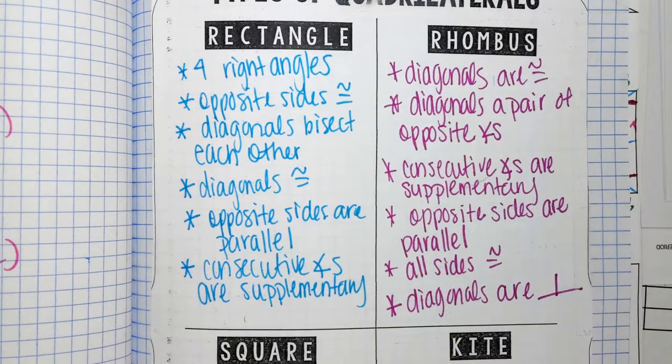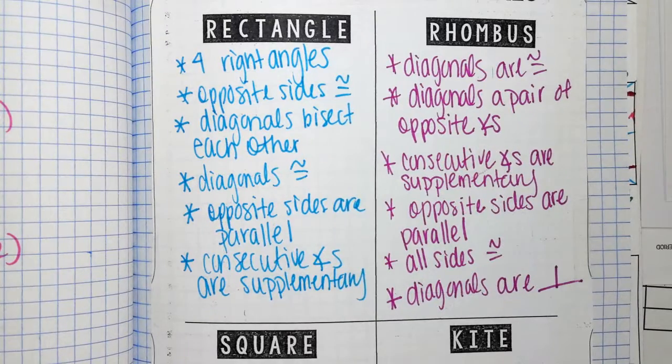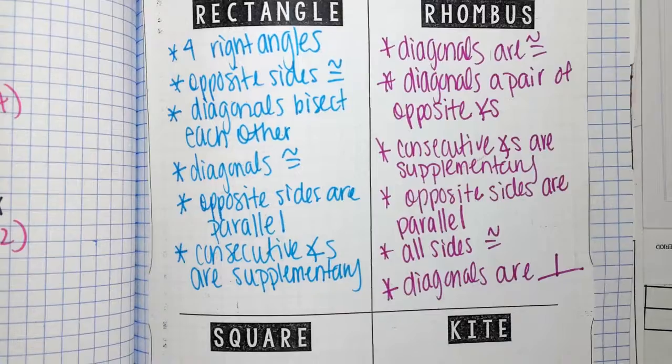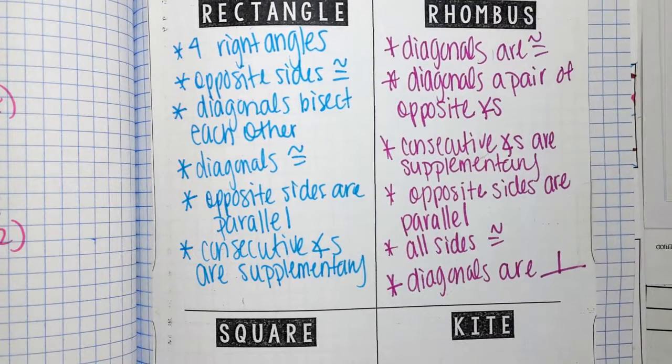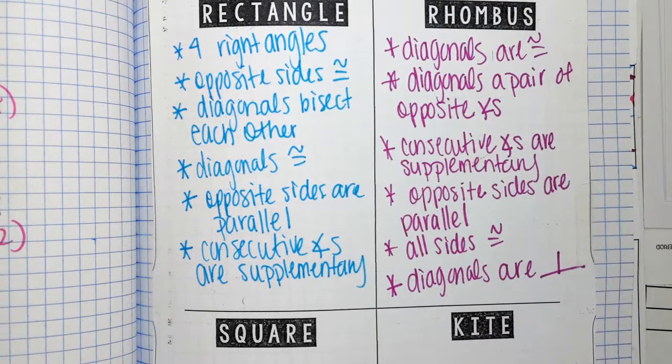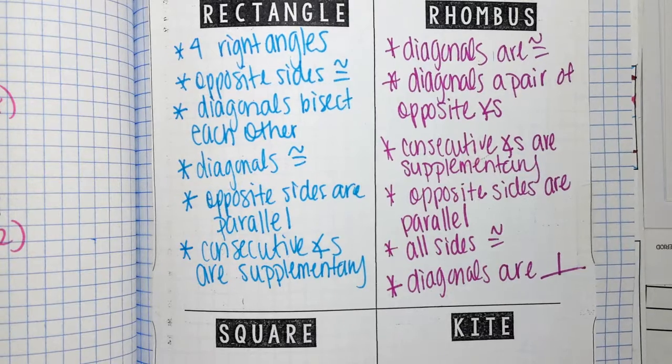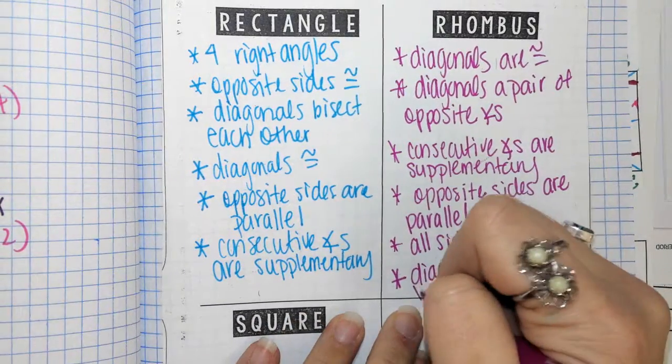Now, is there one that we don't have in my giant handwriting? What about opposite angles are congruent? Do we have that? So we need that.